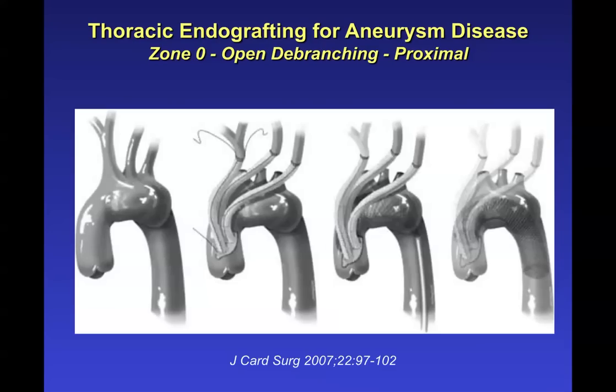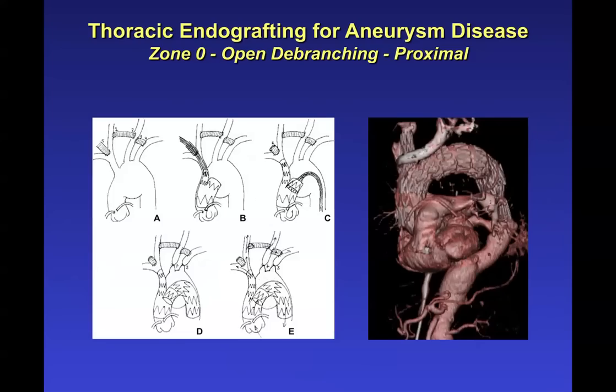Here's an example, again, that was alluded to earlier of use of an open debranching procedure to get to zone 0, where a branch graft is placed to the great vessels, and then anastomosed to the proximal ascending aorta, which then allows a graft to go all the way around. And this is performed generally by median sternotomy, and I would make the argument to you that the exposure and the technical difficulty of this is not much different than just replacing the arch open, but perhaps this is something we could talk about in the discussion.